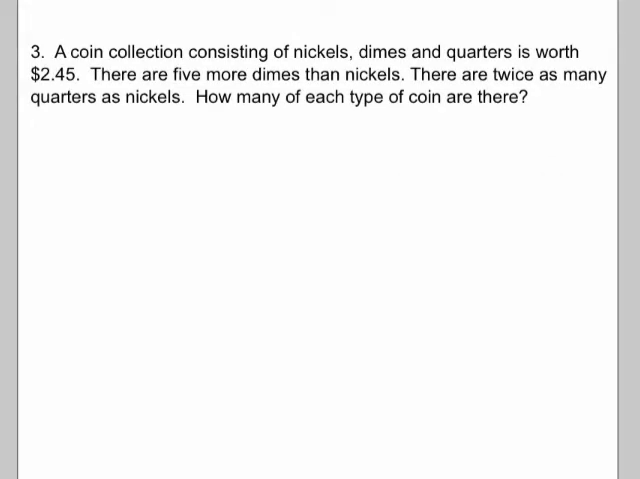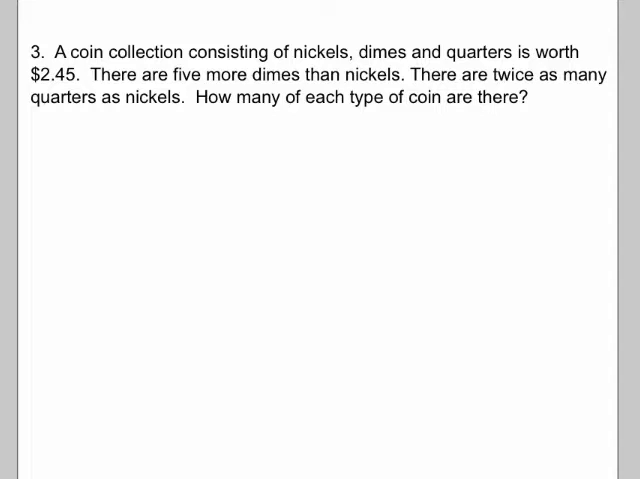Let's look at another type of problem. This is a problem involving coins. We have a coin collection consisting of nickels, dimes, and quarters, and together all that money is worth $2.45. There are 5 more dimes than nickels. There are twice as many quarters as nickels. How many of each type of coin are there?